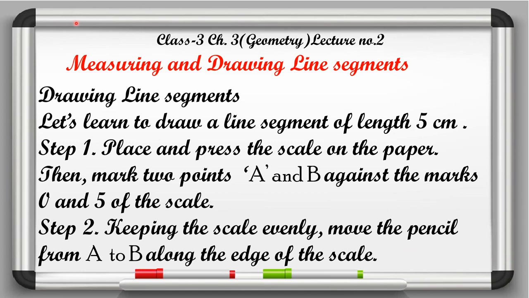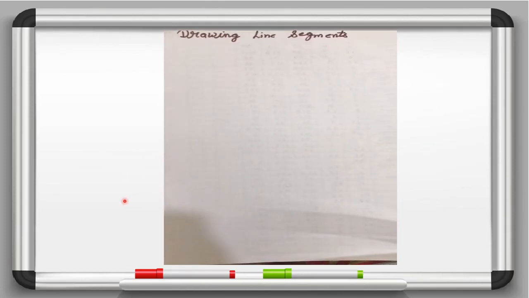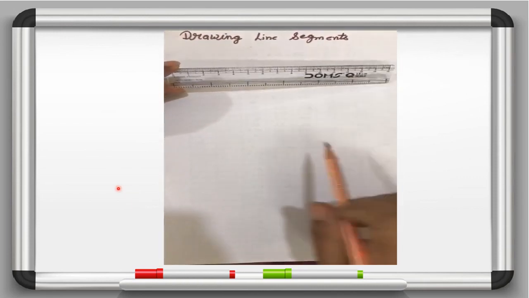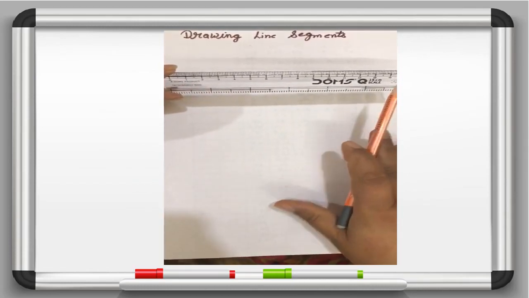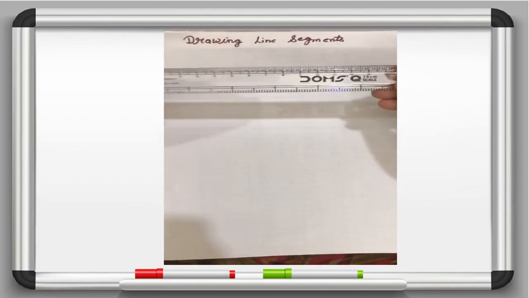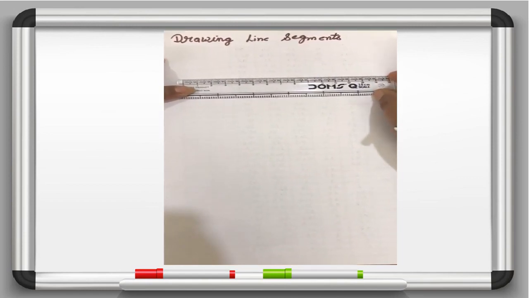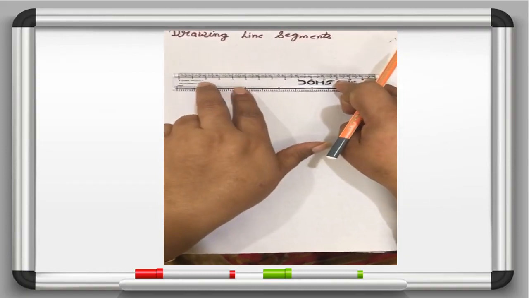Then now I will show it on paper. So beta, now I am going to tell you how to draw a line segment of 5 centimeters. First of all, see beta, this is a scale. In this scale, you can see that there are centimeters from 0 to 15 and we have to draw 5 centimeters. So first of all, we will place and press the scale like this on the paper. Now we have to mark 2 points A and B against 0 and 5.